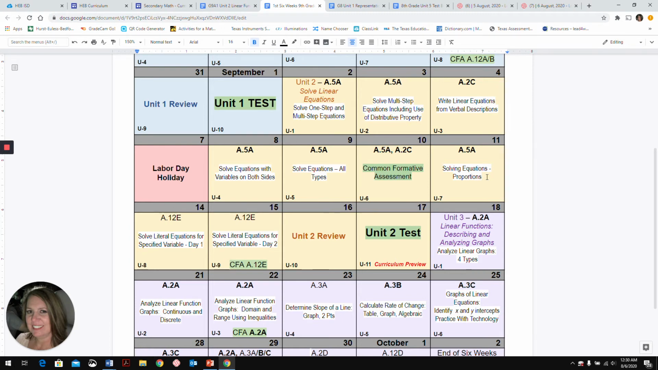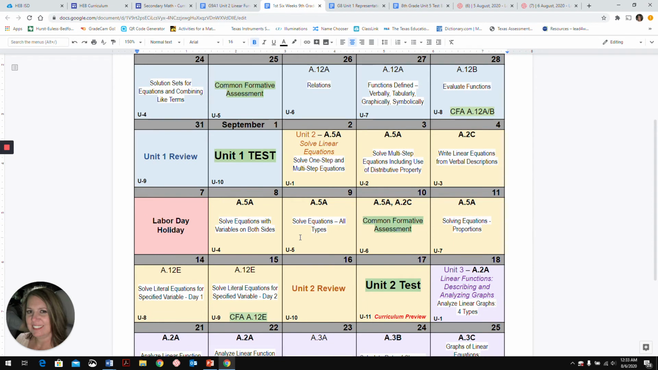Now this is not set in stone. This is really more of a clay mold that you will shape to fit your students' needs and to fit your style and your preferences. Maybe you think that writing linear equations should come after solving equations with variables on both sides. That's fine. Maybe you think you don't need to spend a whole day with the refresher and you can get started on distributive property day one. That's great. Whatever you feel like is best for your students, that is certainly what you should do. This is just kind of a starting point.